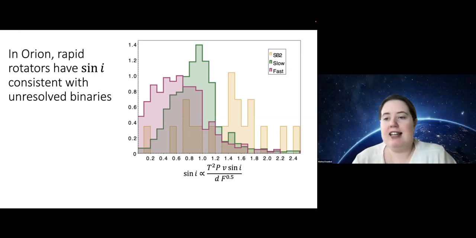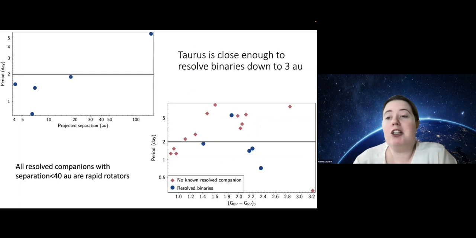We see here that even at these youngest ages, the rapid rotators tend to be unresolved binaries. And if that's not convincing enough, how about we actually resolve some of them? It's not something that we can do in Orion, but Taurus is a bit closer, at a distance of around 140 parsecs. It's a very notable star forming region that people have studied in a lot of detail. There have been a lot of studies with high resolution imaging, and many of the stars in Taurus can be resolved down to 3 AU.